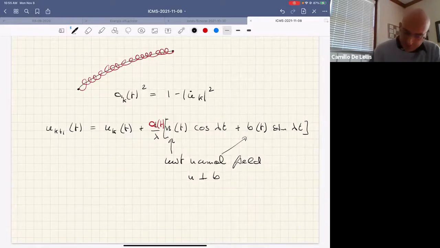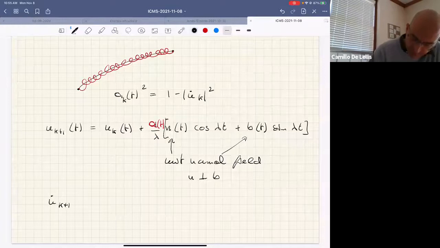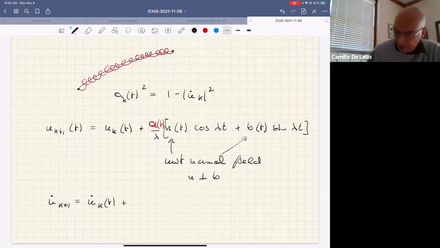Now I can explicitly compute u dot_{k+1}, and you will see that something interesting happens. I have u dot_k of t, and then I have a principal part, which appears when the derivative hits the cosines and sines. When that happens, I'm going to have this main part of the perturbation.